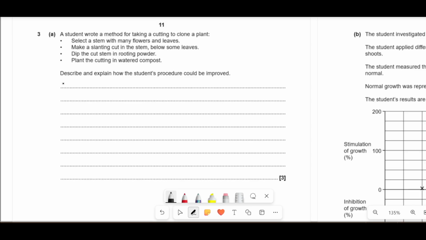Number one, you should try to use a non-flowering stem, and you need to explain why. You might need to think, why doesn't it make flower leaves and stuff like that? It's because it will reduce water loss, and it will help encourage root growth. And then for a similar reason, you want to remove leaves as well. Why? For the same reason. Then what else do we want to do?